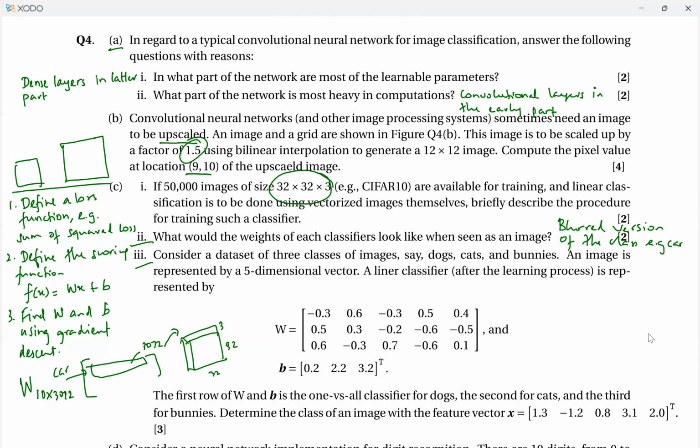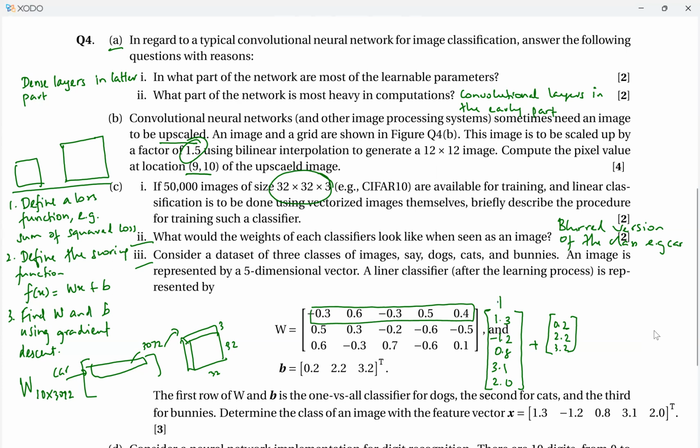Determine the class of the image with feature vector x equals 1.3, minus 1.2, 0.8, 3.1, 2.0. So what you have to do here is take W and write vector x beside this: 1.3, minus 1.2, 0.8, 3.1, and 2.0, and then add b: 0.2, 2.2, 3.2. So what you would do is take this row, multiply with the image column, and add 0.2 to that.